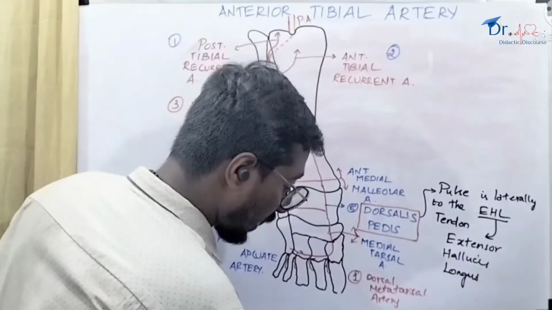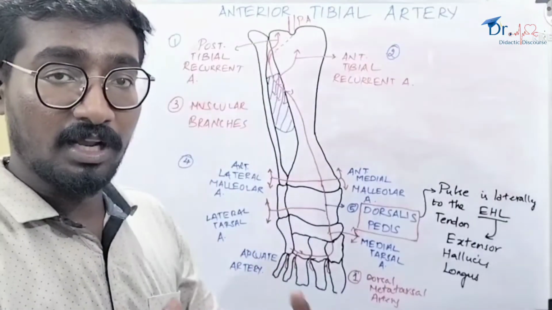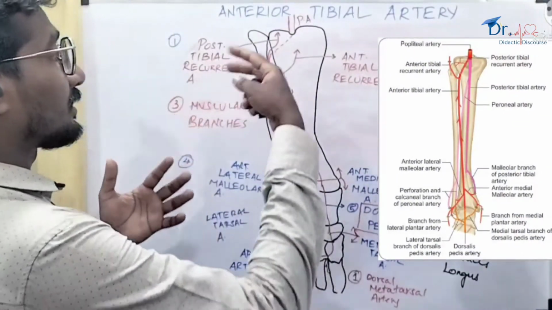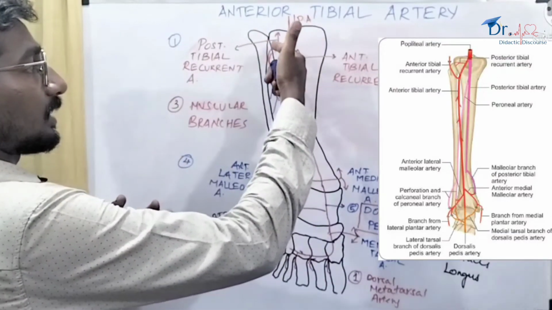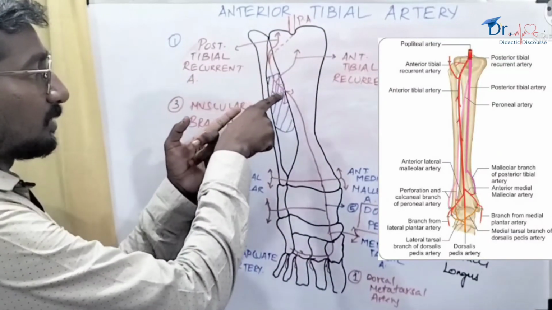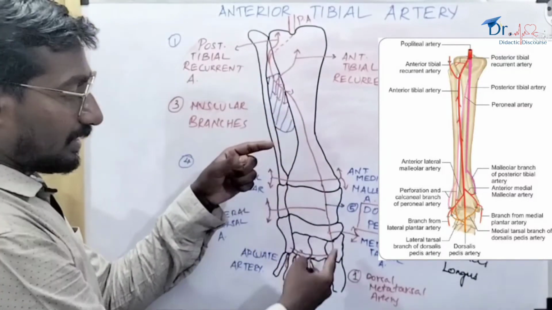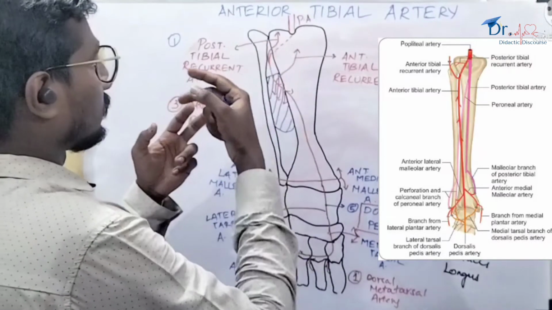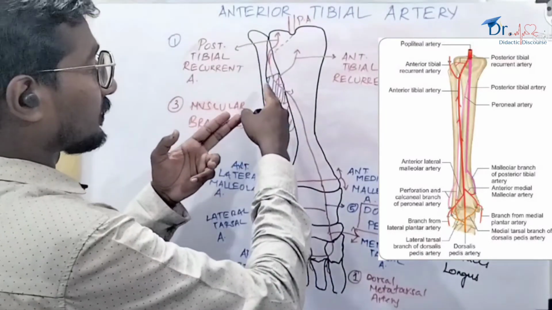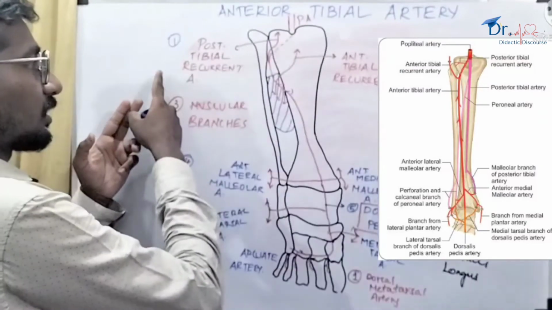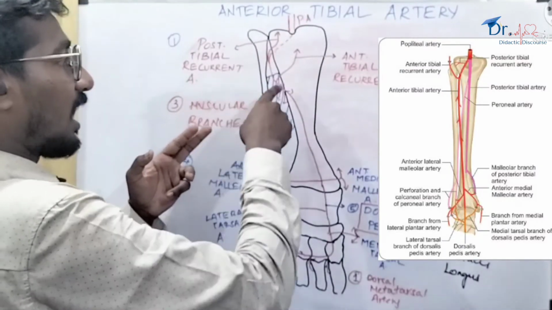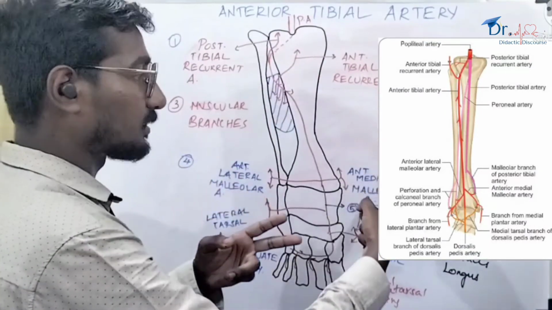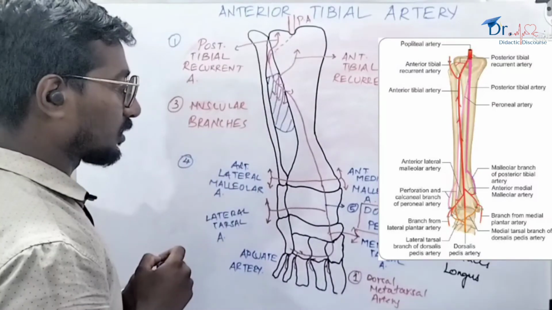So I guess we're done with the anterior tibial artery. We'll have a quick summary of the anterior tibial artery and its branches. The anterior tibial artery arises from the popliteal artery, runs between tibia and fibula anteriorly, and ends as the dorsalis pedis artery. Before it passes the interosseous membrane, it gives out a branch called the posterior tibial recurrent artery. After it passes through the interosseous membrane, it gives out the anterior tibial recurrent artery, and it gives out numerous muscular branches.